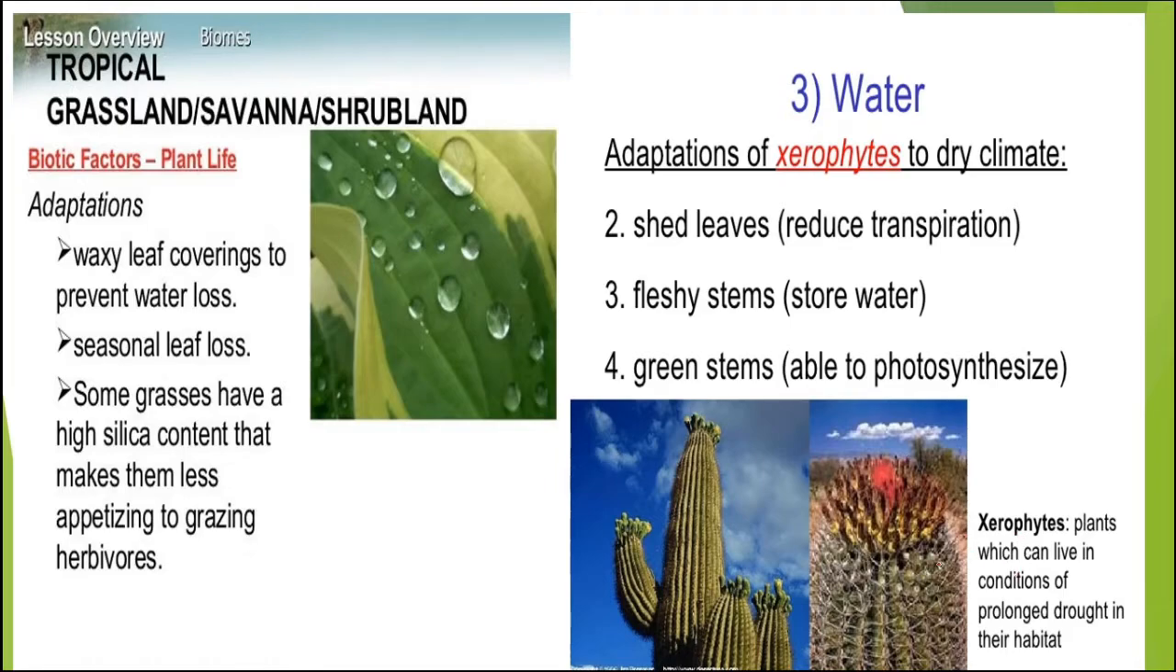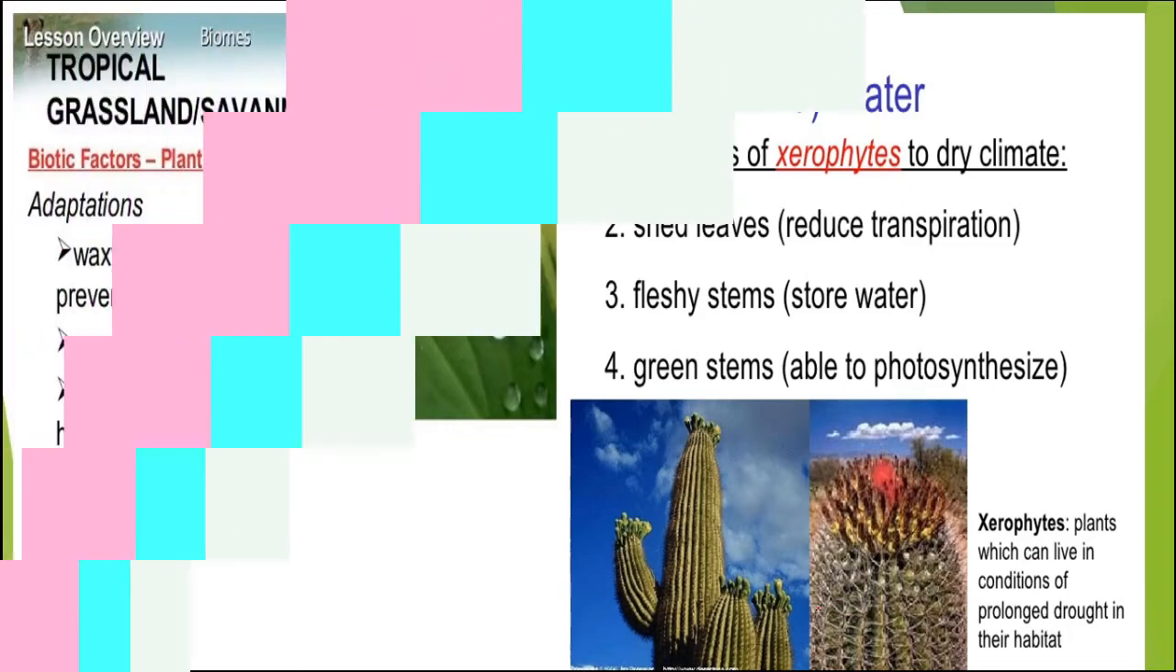Then these are the xerophytes. We can see the diagram of these xerophytes living in prolonged drought condition.